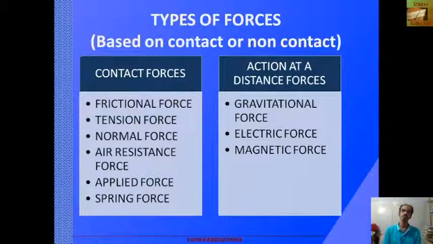Then action at a distance forces, that is, these are the non-contact forces where the bodies are not physically in contact with each other. That is gravitational force. Then electric force. It is the force exerted by charged bodies. Magnetic force is the force exerted between bodies that are magnetically charged. For example, the force exerted between two magnets, the attraction or repulsion force exerted between two magnets, comes under magnetic force.